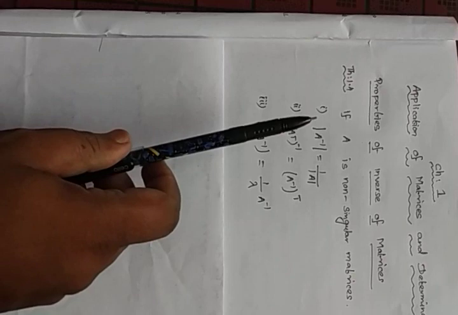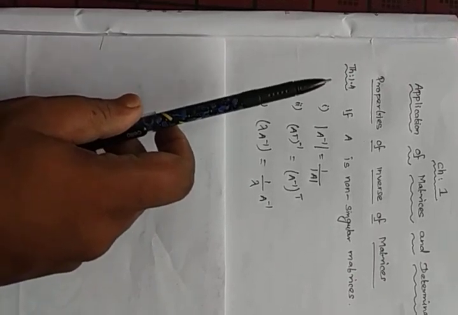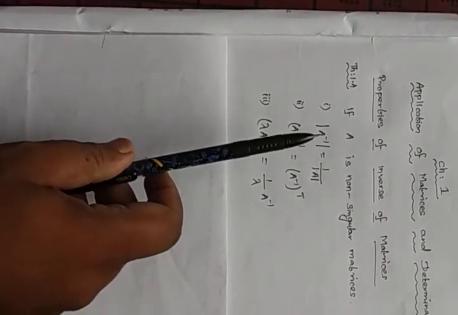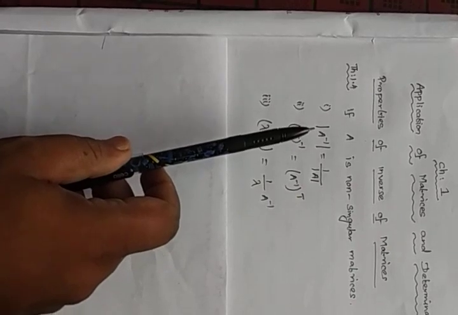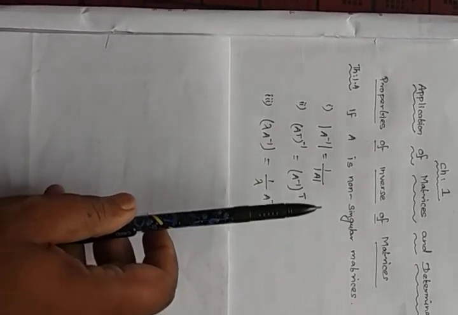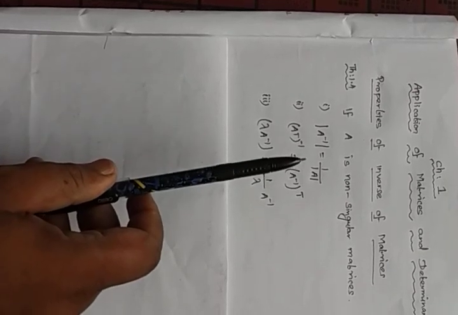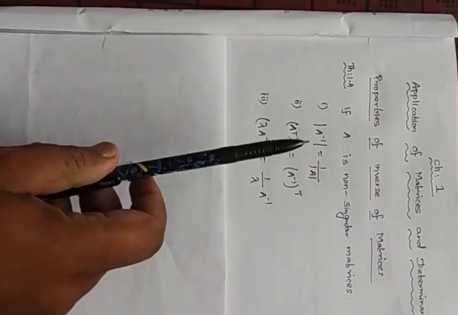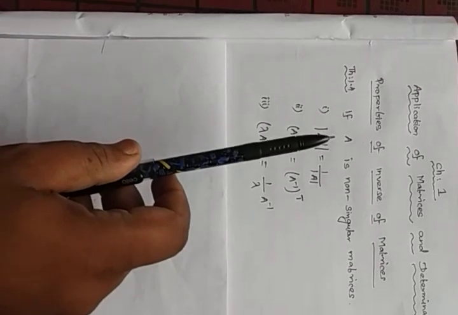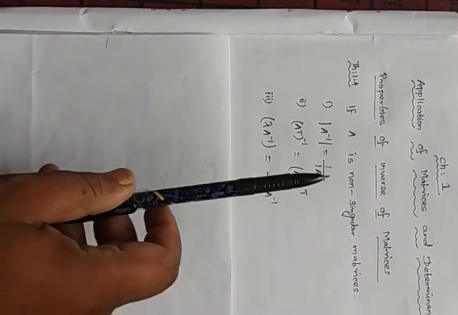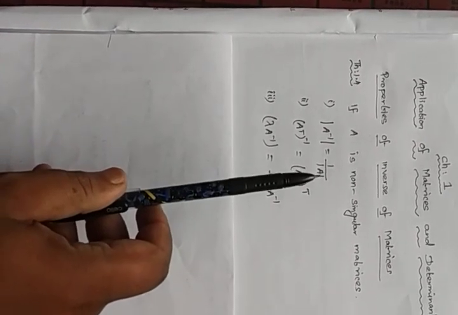The first point of theorem 1.4 is determinant of A inverse equals 1 by determinant A. As we already know, A inverse is nothing but 1 by determinant A, the same thing. Here determinant A inverse is nothing but 1 by determinant of A.